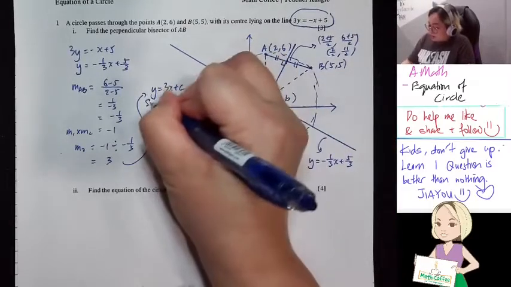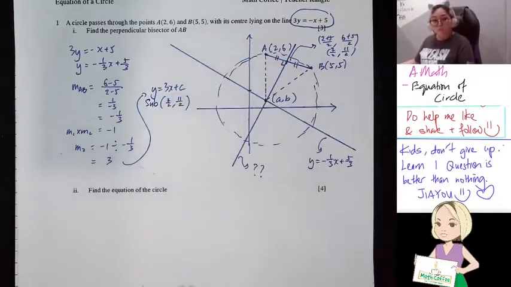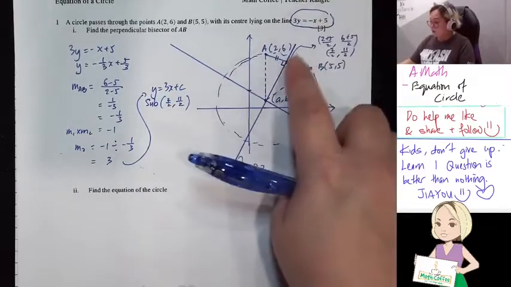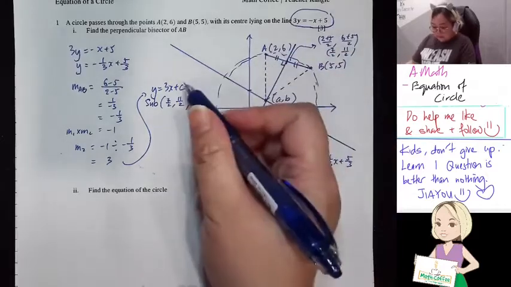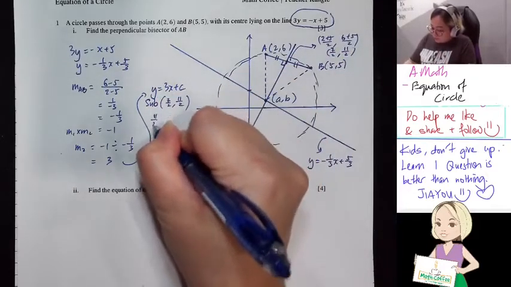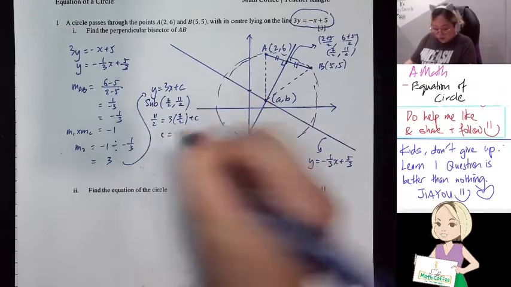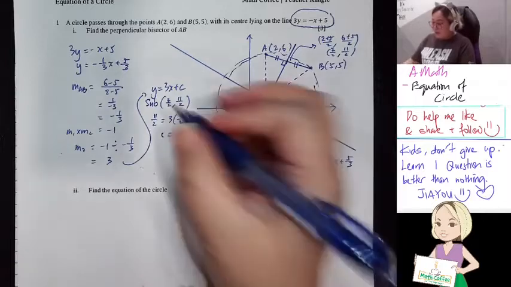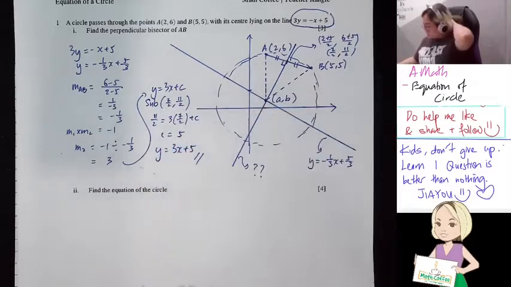So I will sub in 7 over 2 and 11 over 2, because this point lies on this line. So I sub in, I got y is 11 over 2, x is 7 over 2 into 3x plus c. So I will solve my c to be 5. So therefore, the equation of the line will be y equals 3x plus 5. Done.